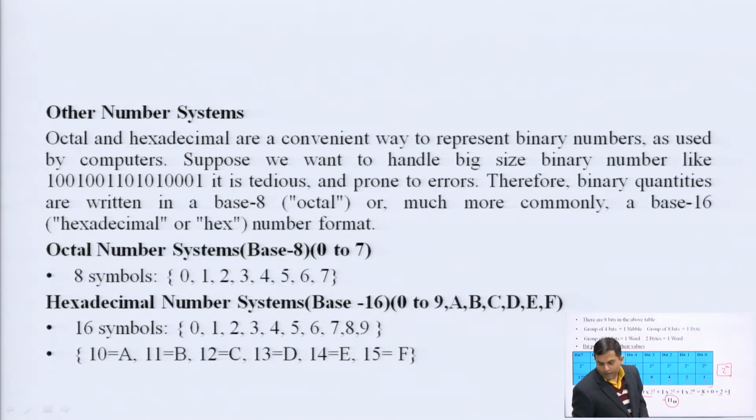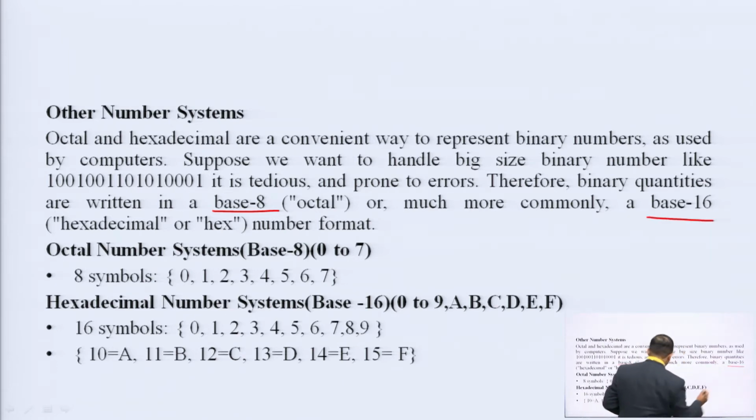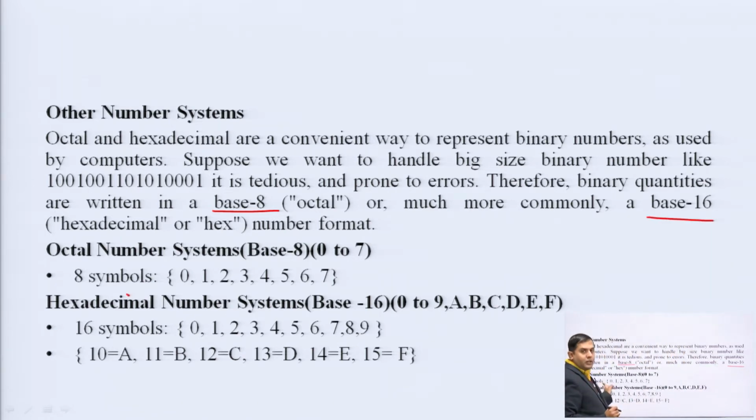Okay. Next, we will discuss other number systems. Already I have told in the previous slides that there are 2 more number systems, octal number system and hexadecimal number system. Octal number system base is 8 and hexadecimal number system base is 16. Okay. Octal number system has 8 symbols, 0 to 7, and hexadecimal number system has total 16 symbols, 0 to 9 and 10 is represented by A, 11 is B, 12 is equal to C, 13 is equal to D, 14 is equal to E and 15 is equal to F, clear. Okay.